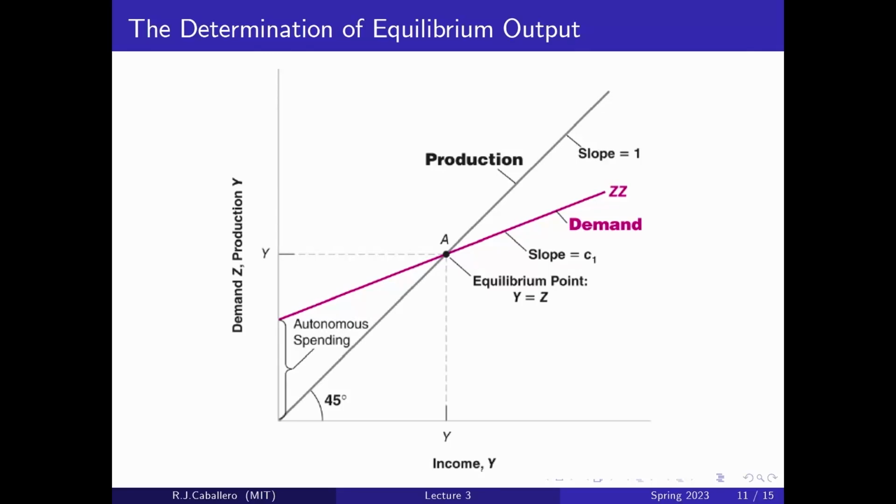Important for this equilibrium output is that it is a function of a lot of things that we took as parameters in this aggregate demand curve. What did we take as parameters in the aggregate demand curve? Just give me examples.